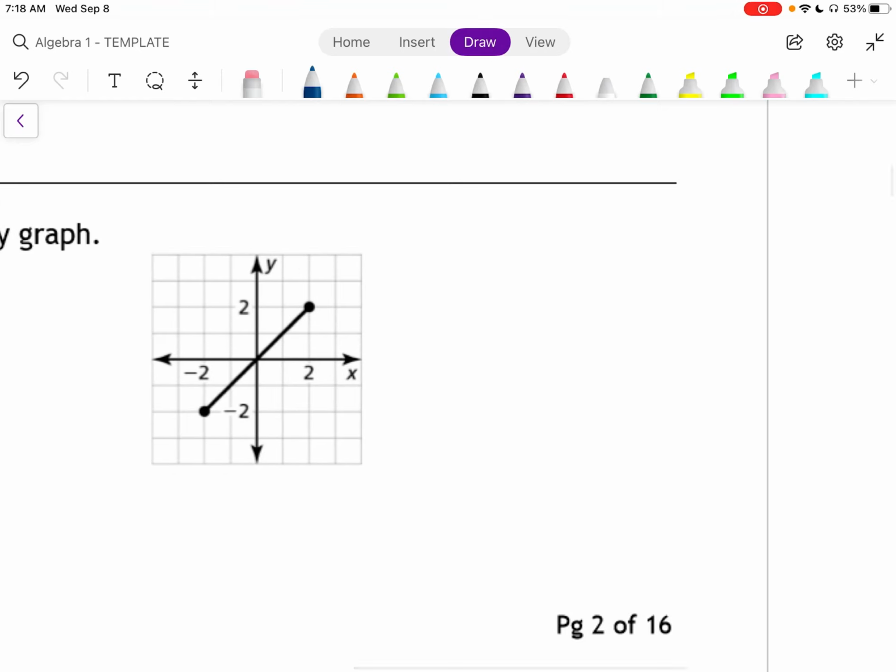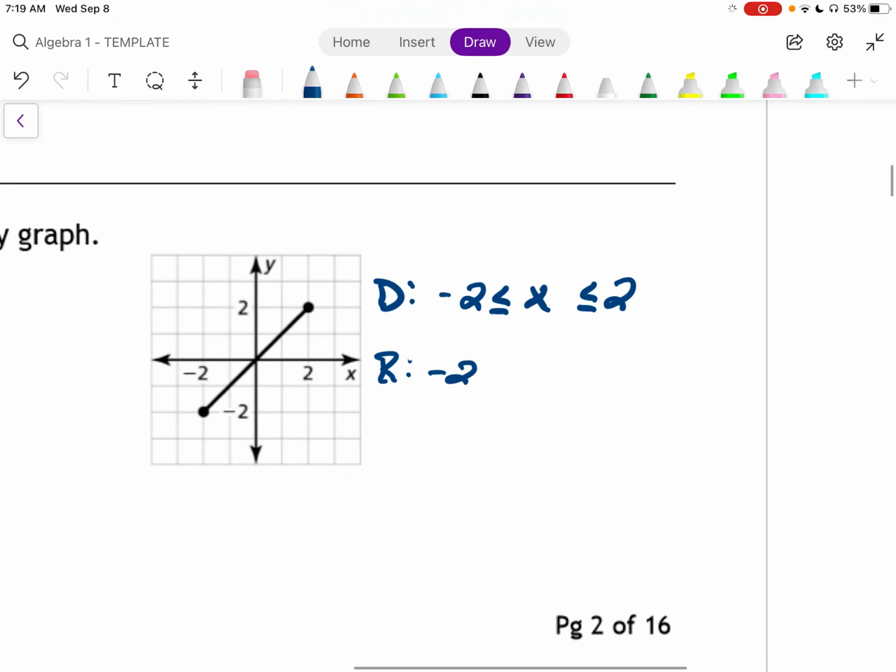All right, and lastly, we have this one. We start off with our domain. Domain is left to right. The farthest left point is -2. The farthest right point is 2. They're closed circles, so it's going to be less than or equal to. And domain talks about x. For our range, the bottom point is -2. The top point is 2. They're closed circles, so I'm going to say less than or equal to. And range talks about y.